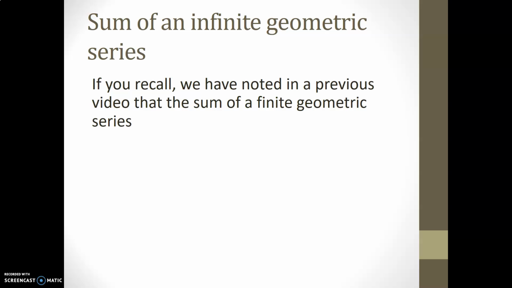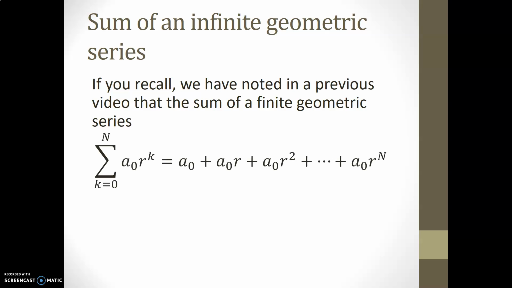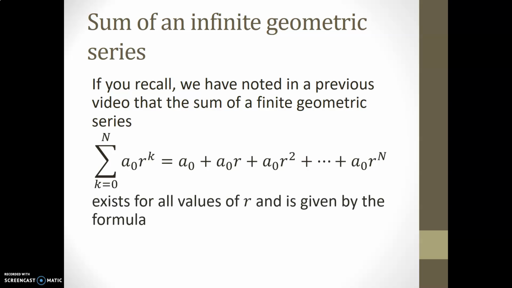More specifically, we're going to be interested in finding the sum of an infinite geometric sequence, or geometric series, excuse me. If you recall, we have noted in previous videos that the sum of a finite geometric series obeys a special rule. So a geometric series consists of terms where consecutive entries are r times bigger than the one that came before it. So the ratio determines if the terms are growing from one to the other, or shrinking, or maybe alternating in size.